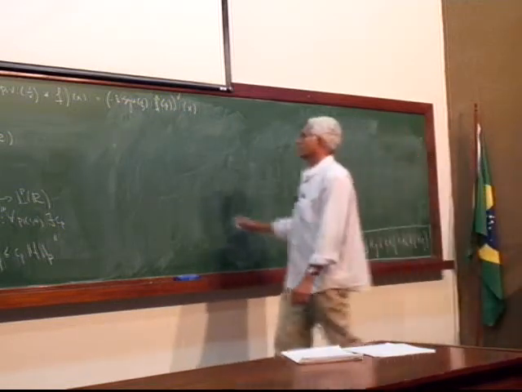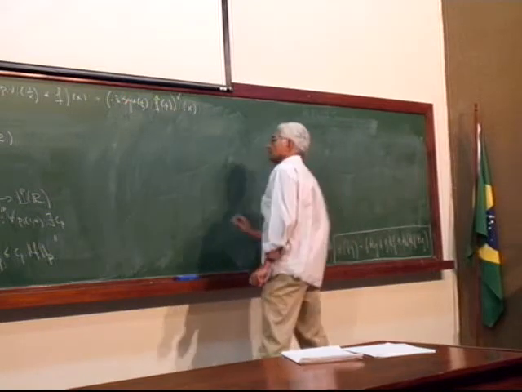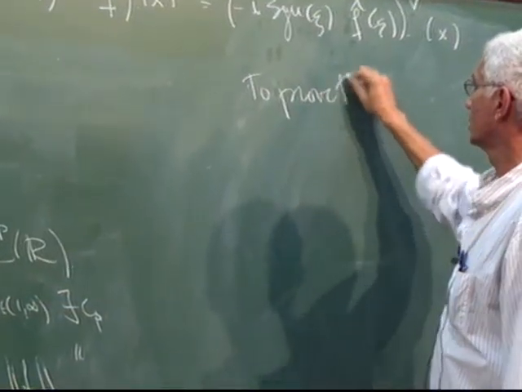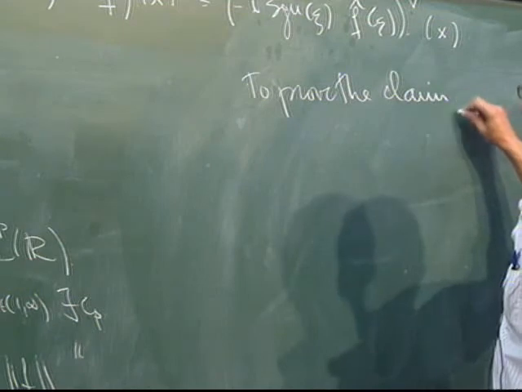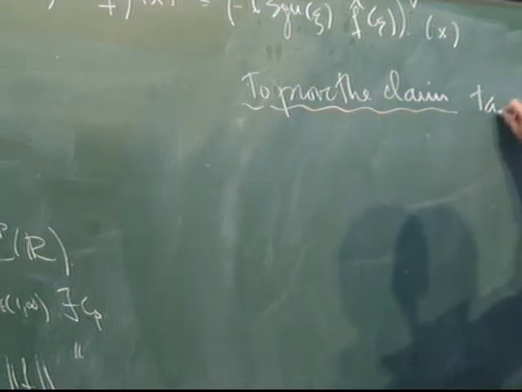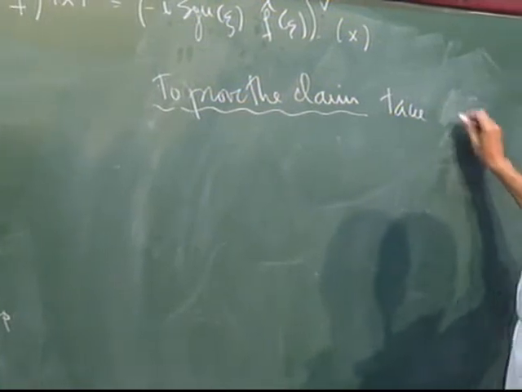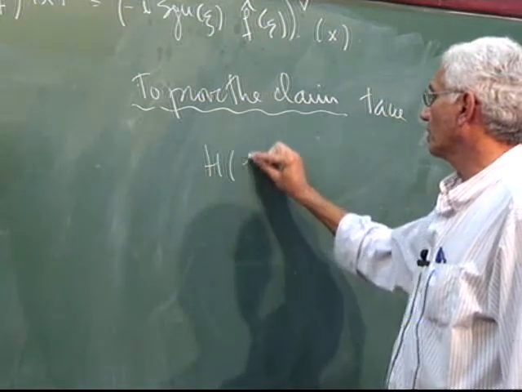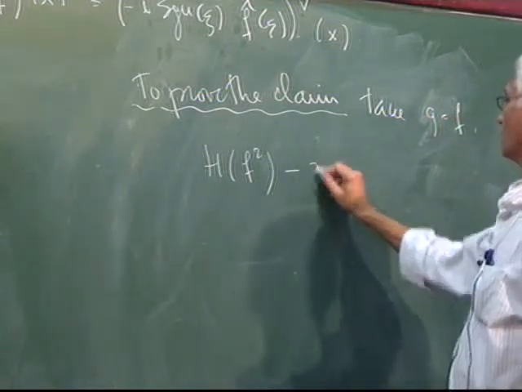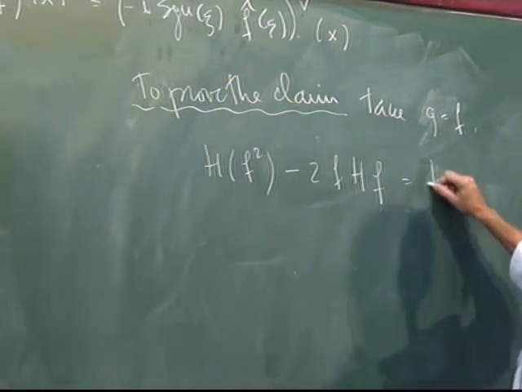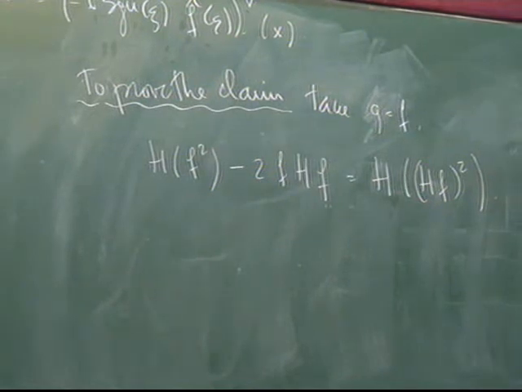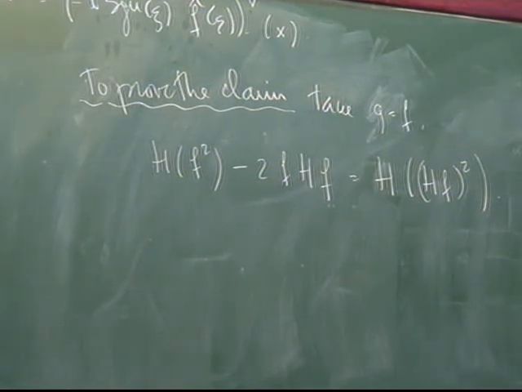Okay, let's suppose that in this formula, to prove the claim, we take g equal to f. Therefore, you have that the Hilbert transform of f squared minus twice f times the Hilbert transform of f is equal to the Hilbert transform of the Hilbert transform of f squared. Okay, you pass this to the other side and you have this.